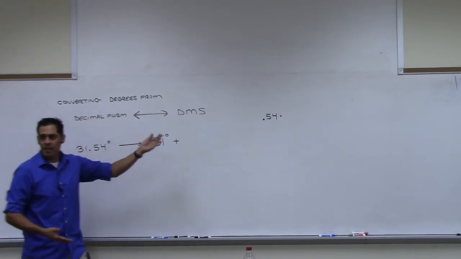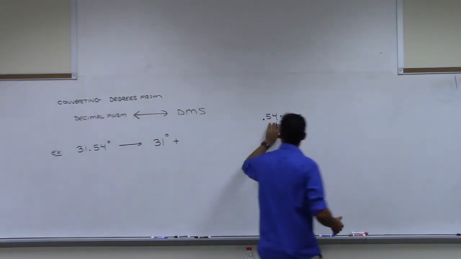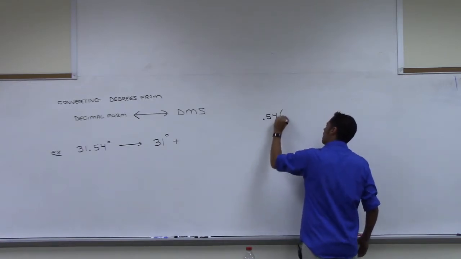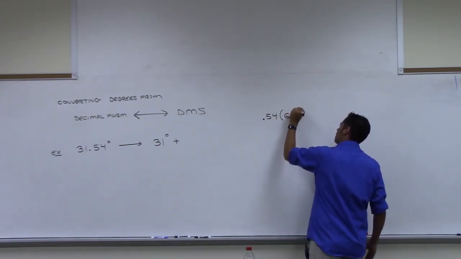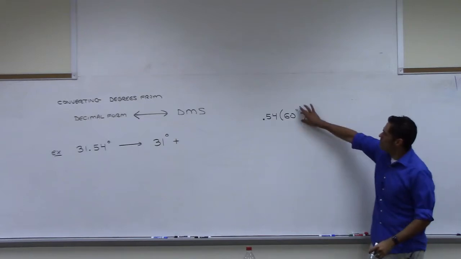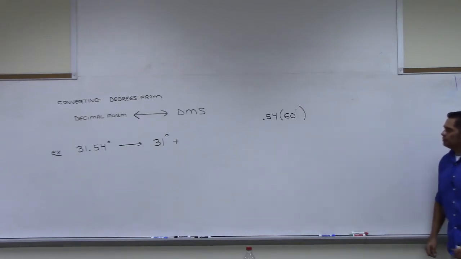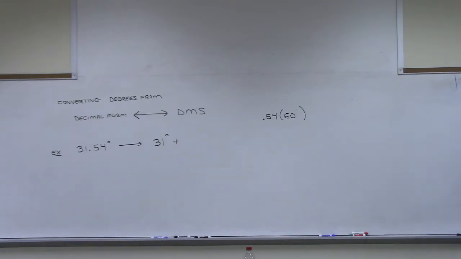So to get that, what you're doing is taking the 0.5 and multiplying it times the 60. That's the same exact thing I'm going to do here. I'm going to take this 0.54 and multiply times 60, right? Minutes. And tell me what you get there. So get your calculator out. What do you get?